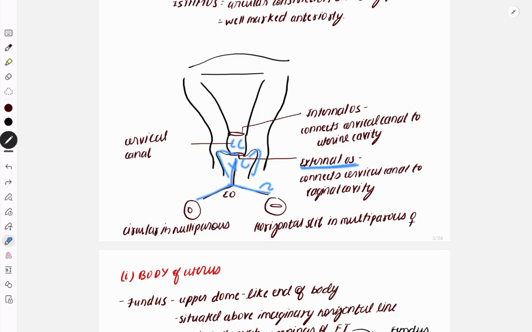Now the external os, when taken in the form of transverse section, usually has two types of appearance, which differ in a nulliparous woman and a multiparous woman. In case of a nulliparous woman, basically a woman who has never been pregnant, who has never borne a child, the external os will appear circular. But in case of the multiparous woman, the external os will appear in the form of a horizontal slit. So based upon the appearance of external os, we can identify if she is a nulliparous or a multiparous woman.